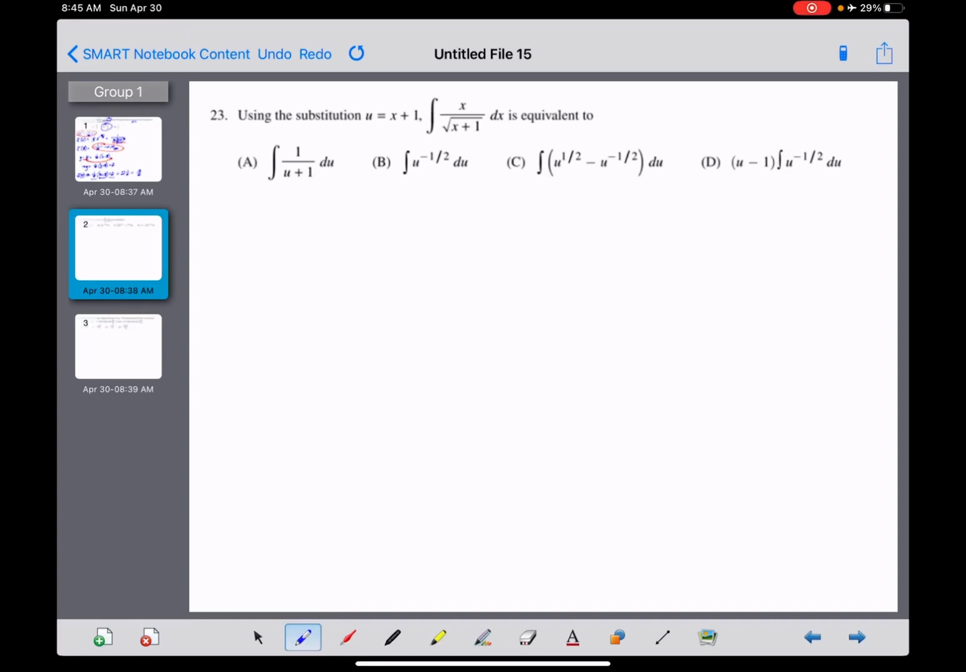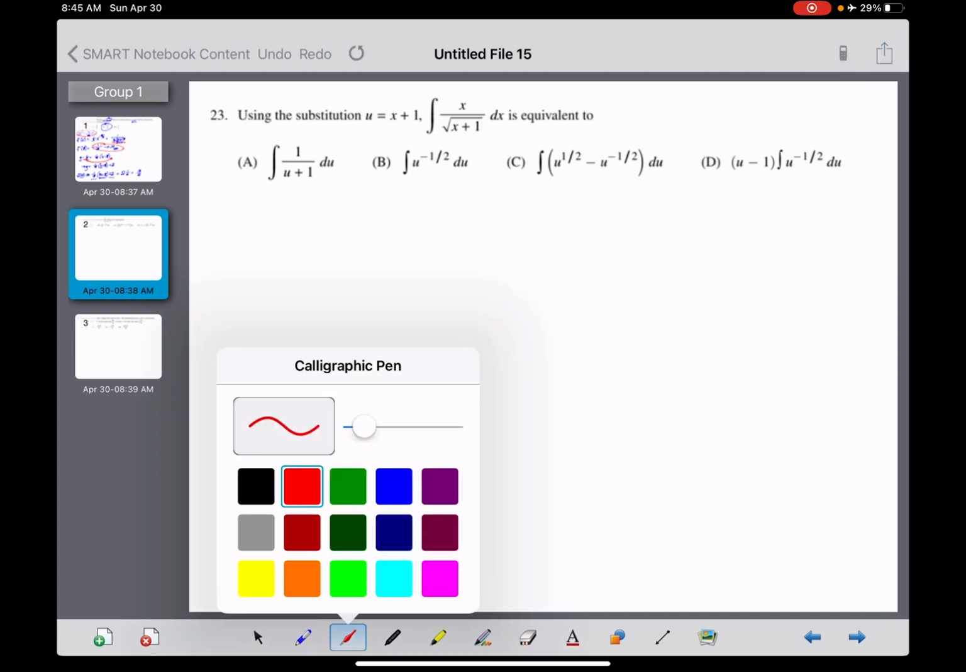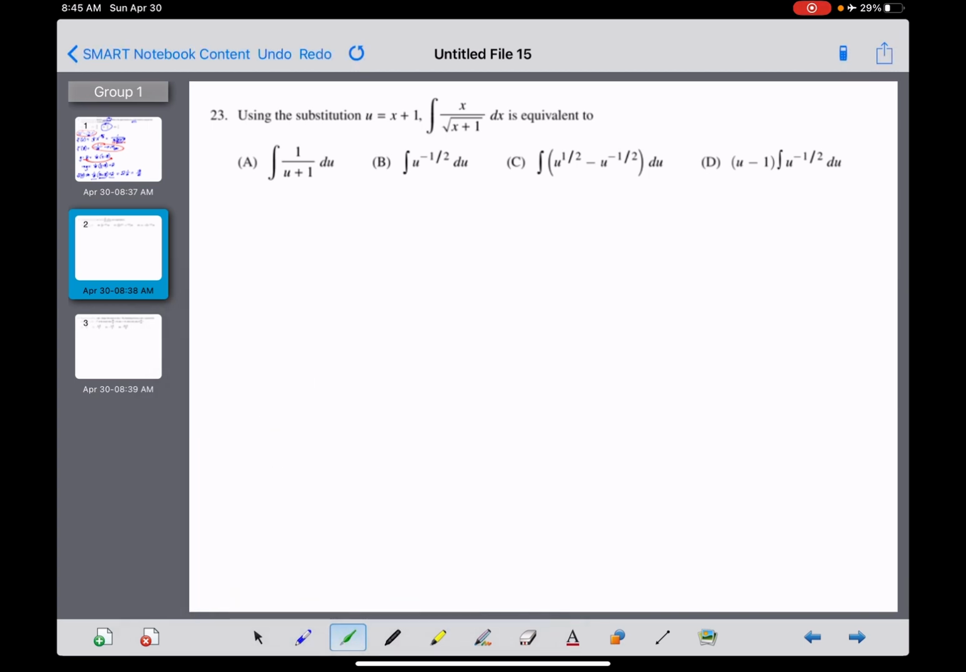In number 23, they're asking you to evaluate an integral of x over the square root of 1 plus x, all taken with respect to x. Now, they were nice enough to tell you straight out to go ahead and use u substitution and even tell you what the substitution is. This is still kind of a tricky problem, though.